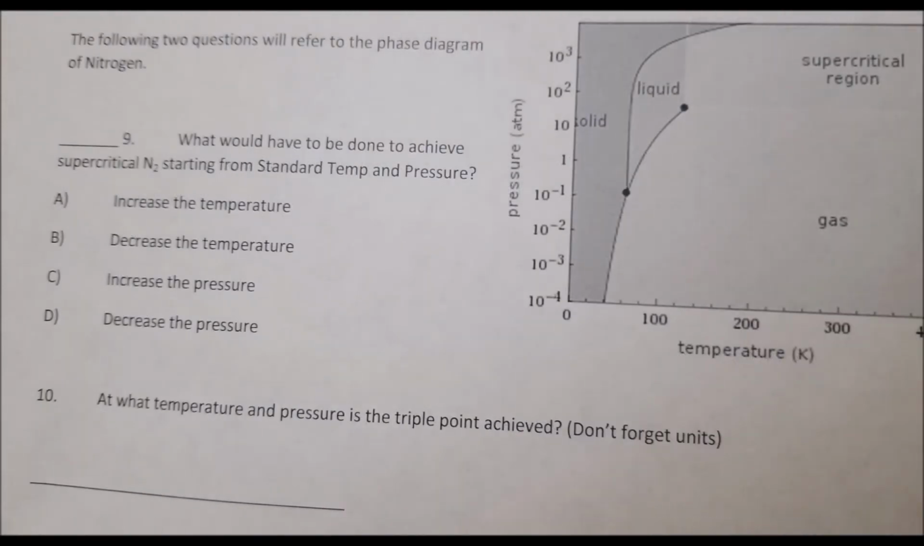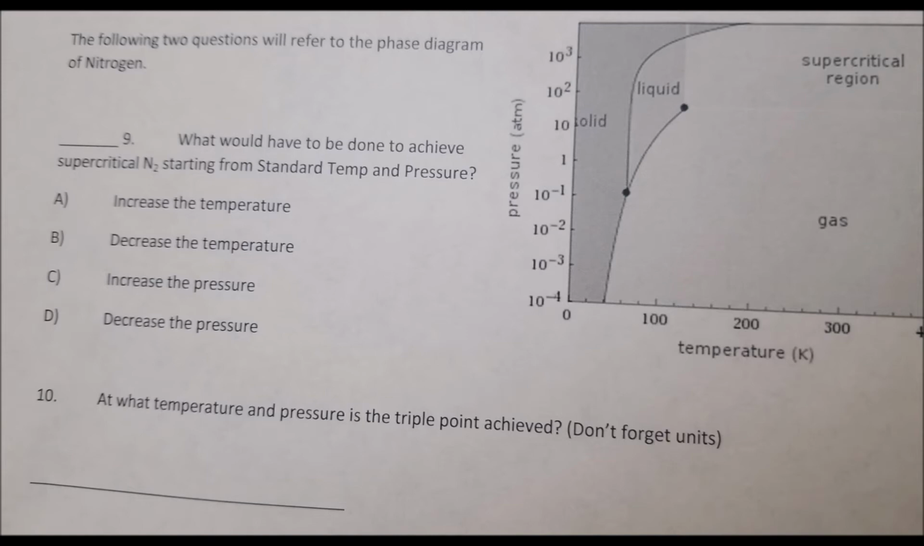For the next two problems, we need to refer to the phase diagram to the right. Notice that we have the units of Kelvin and atmosphere. Number 9, what would need to be done to achieve supercritical nitrogen from standard temperature and pressure? Standard temperature is 0 degrees Celsius or 273 Kelvin. Pressure would be 1 atmosphere. At 273 Kelvin and 1 atmosphere, we are in the gas region, directly below the supercritical region. So we need to increase the pressure, or answer C.